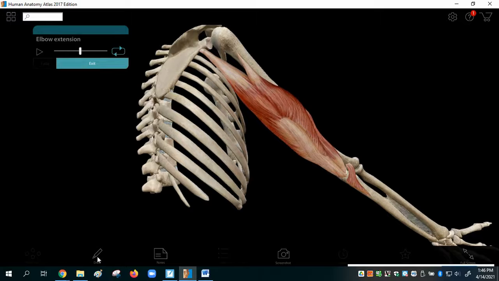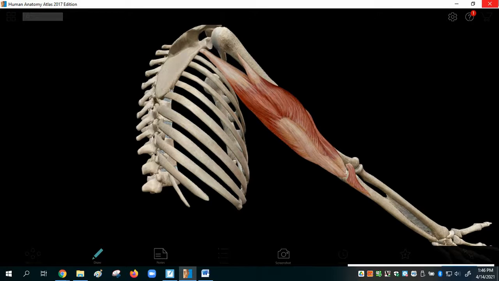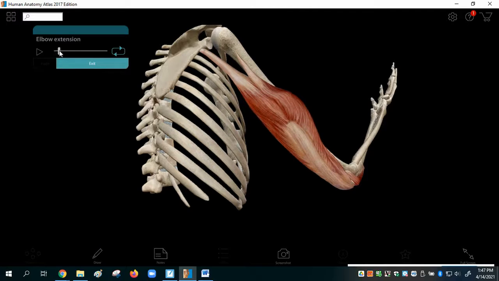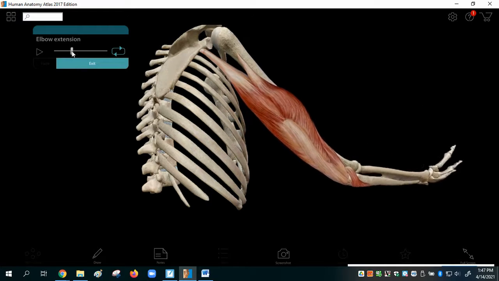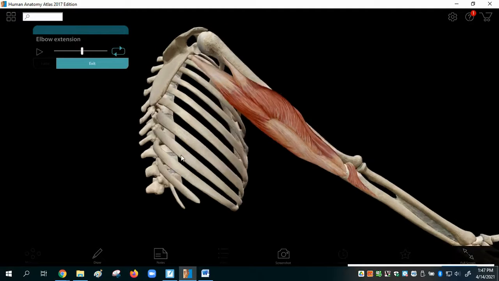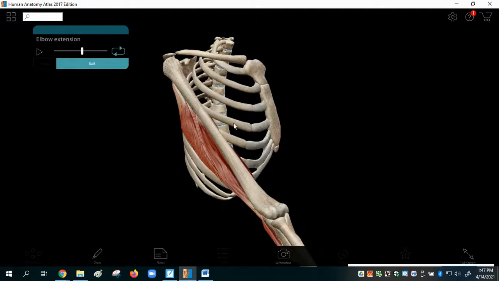Notice it works in much the similar way, where this end down here is the insertion again, and this end is the origin. So watch as the muscle shortens and causes elbow extension. It's going to shorten in this direction. So extension, see how the muscle's shortening and contracting. So if you want to flex the elbow, you're dealing with muscles on the front that will pull the lower arm to the front.